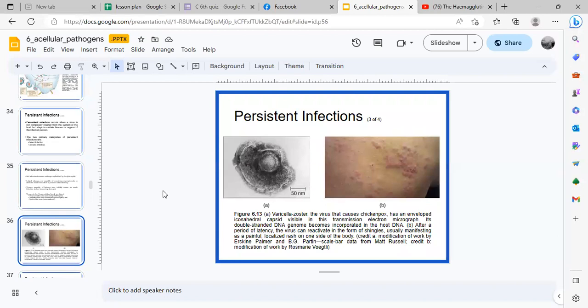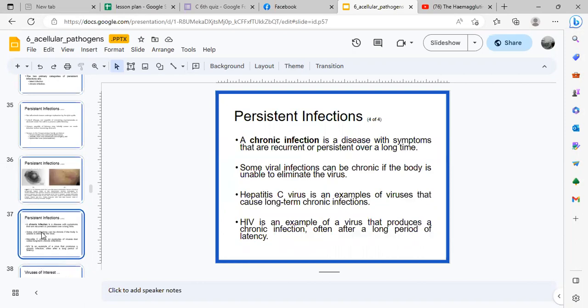So, ito example ng varicella zoster virus. So, the virus that causes chickenpox. So, pag bata, itchy lang yung blisters na yan. Pero pag tumanda, it becomes painful. So, gawa siya sa double-stranded DNA. So, ayun. So, may period with latency, so the virus can reactivate in the form of shingles. So, it's a painful, localized rash on one side of the body.